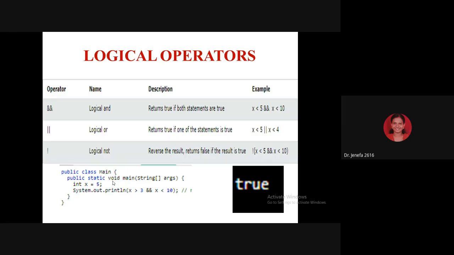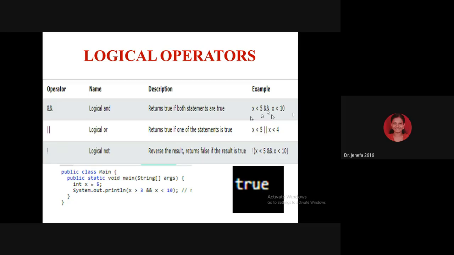Logical AND: when you see the description, it returns true if both statements are true. I am going to have two conditions, for example x is less than 5 and x is less than 10. I'm assigning one condition before this operator and another after it. If both conditions, before and after the operator, are true, it will return true. Otherwise, if any one of the conditions is false, it will return false.